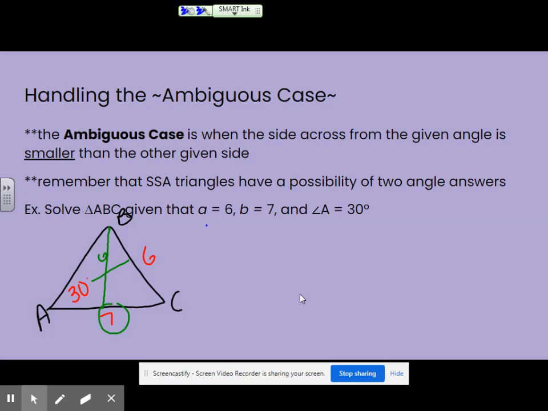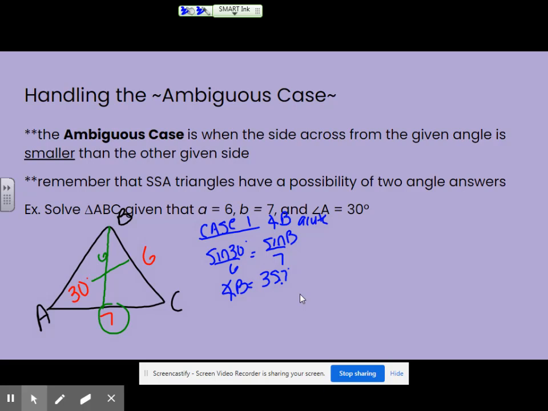We call our first idea case 1, in which we assume that our angle B, in this case, is acute. Case 1 is everyone's favorite because it's exactly what you think it's going to be like. We set our sines and cosines as we've been doing. Sine of 30 over 6 equals sine of B over 7. From there, I can take the inverse. I get that angle B is 35.7 degrees.